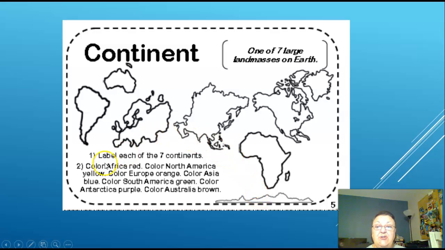So, what you can do on your paper is do number 2 here. It says color Africa red, color North America yellow, color Europe orange, color Asia blue, color South America green, color Antarctica purple, and then color Australia brown. So match up each of these land masses or continents with the map and then color those in those specific colors. And then also if you want to use the abbreviations and name each of the continents, that would be great also. So just follow your directions here on your page and that will tell you what you need to do for this page.